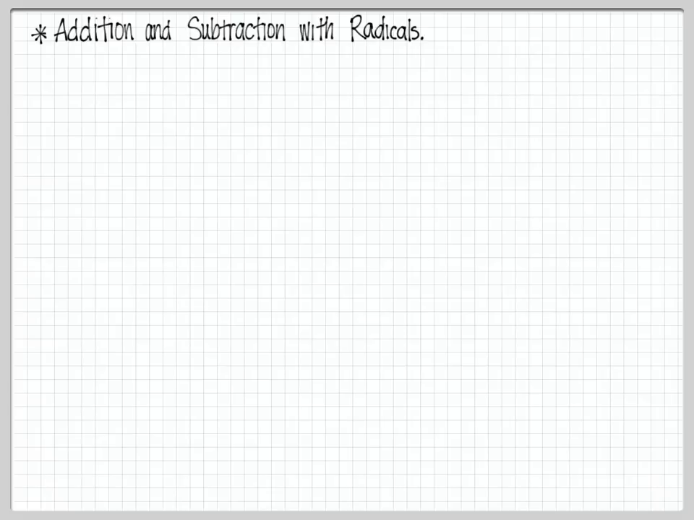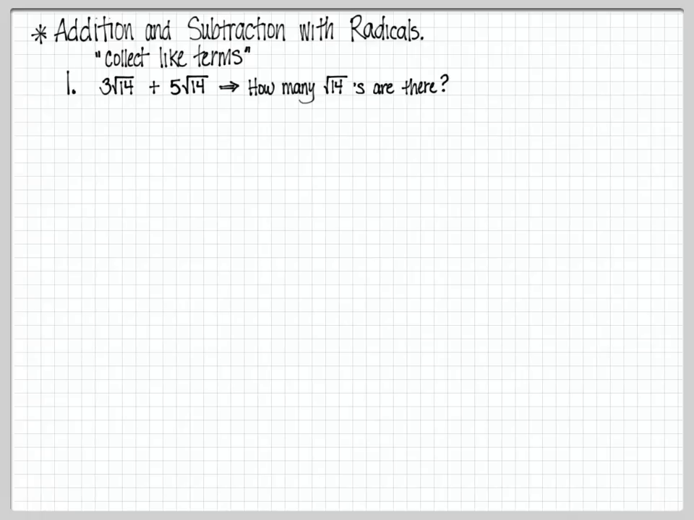And our last little section here is on adding and subtracting of radicals. Adding and subtracting of radicals is just a fancy way of collecting like terms. We're saying how many of each type do we see. So here I've got 3 square roots of 14, and I have 5 square roots of 14. So I want to know how many square root of 14s there are. Well, 3 and 5 is 8, so I have 8 square root of 14s.